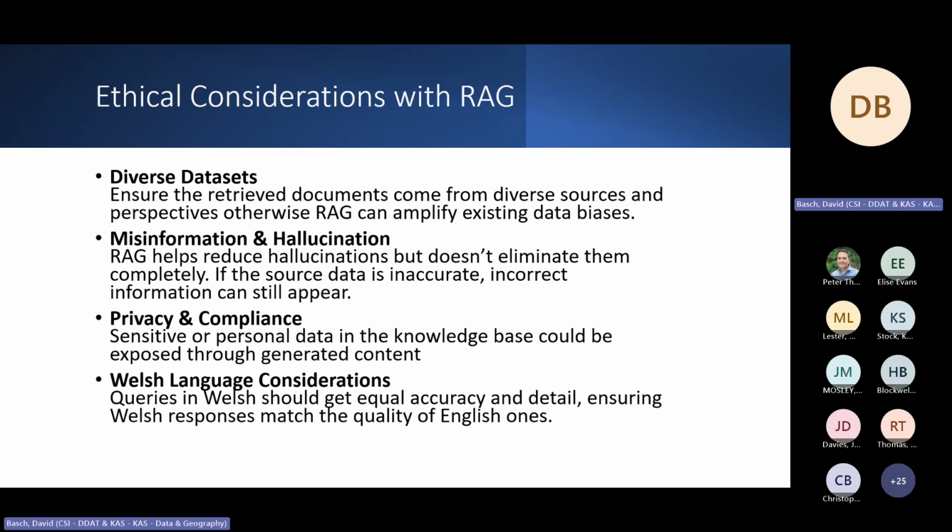In the privacy and compliance area then, if sensitive or personal data is fed into the retrieval pipeline, there's always a risk that it's going to come out in some of the generated text. So like our full names in our blog, we need to redact personal information so that it's not going to be used by the RAG system.